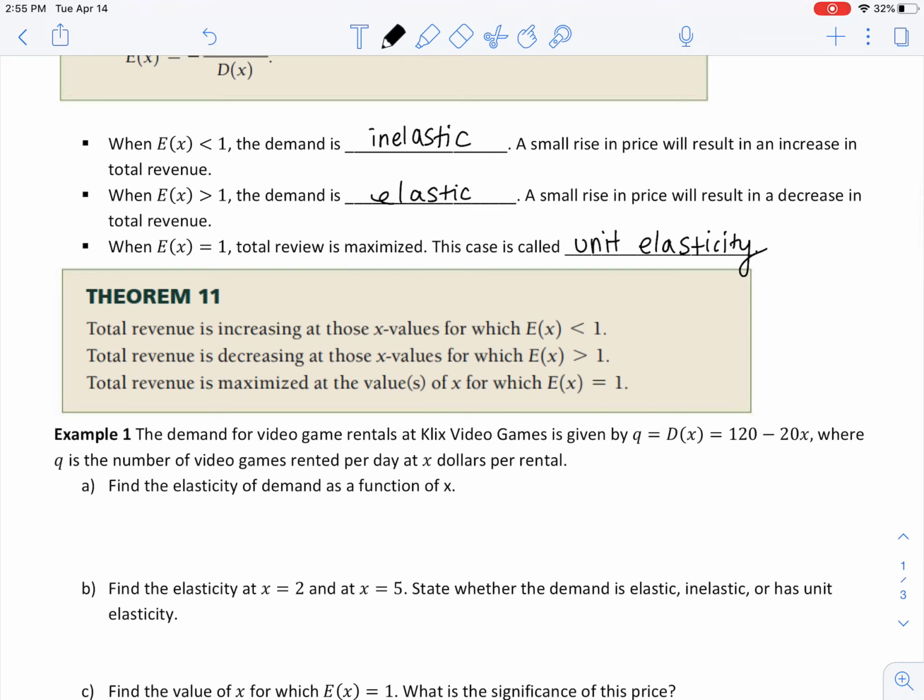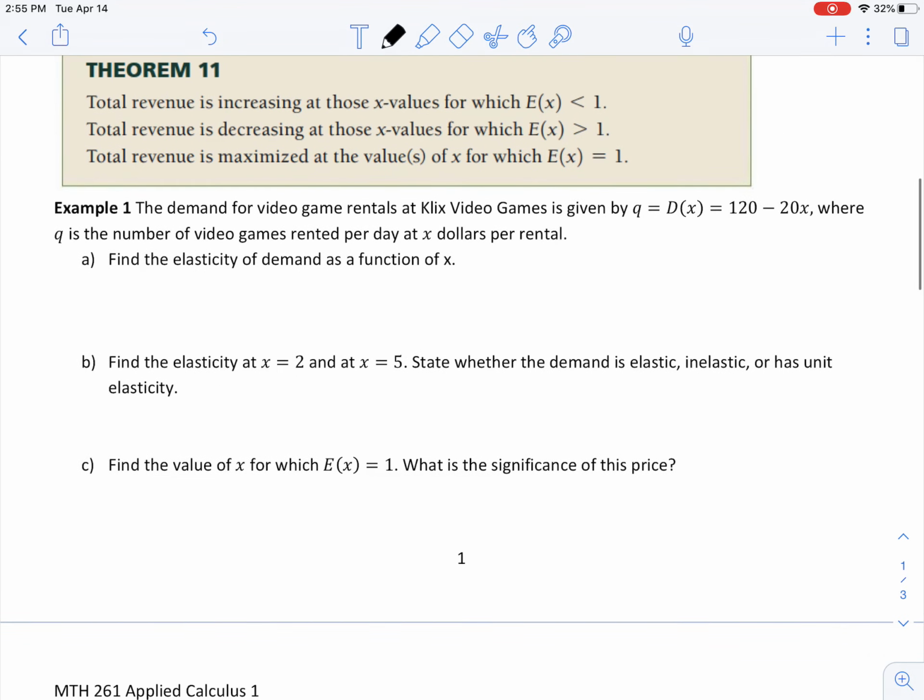All right. So kind of the theorem, just organizing what we talked about. The total revenue is increasing at those x values for which the elasticity is less than 1. The total revenue is decreasing at those x values for elasticities greater than 1, and we say that the total revenue is maximized if it comes out to be exactly 1. All right, let's find some elasticity functions.